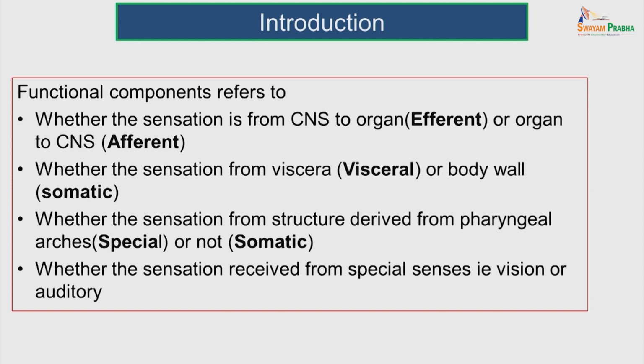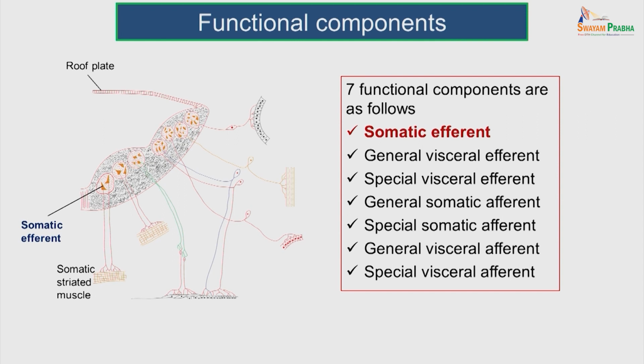So, before going to the functional columns, let us see what these functional components are. If the sensation is from the CNS, we call it efferent, or from the organ to the CNS, we call it afferent. If the sensation is from the viscera, we call it visceral. If it is from the body wall, we call it somatic. If the structure is derived from the pharyngeal arches, we call it a special component. And also when we say functional components, if the sensations are received from the special senses, that is vision or auditory. So, keeping these components, the functional components are divided into 7.